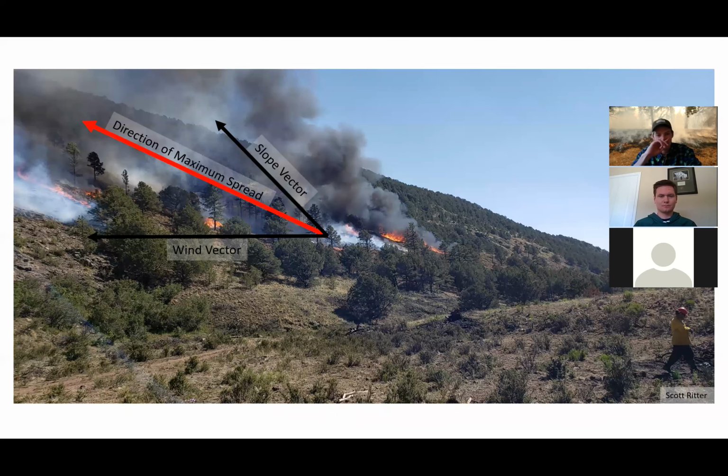And then anyway, I just put this picture up here because it helps to visualize what's going on. Our wind and our slope aren't aligned, so the direction of maximum spread is going to end up being somewhere in between.